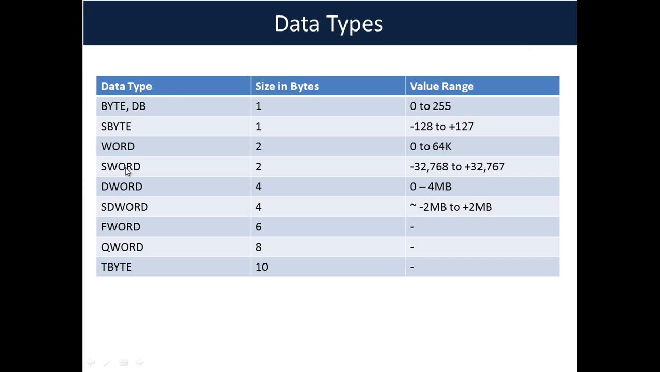So here is a list of data types, their size in bytes and their value ranges. I mentioned a couple of the range values, others I've left as an exercise to you. So we have BYTE, which is 1 byte. Then you have SBYTE, which is a signed byte, also of size 1. Then you have WORD, size 2, SWORD, DWORD, SDWORD, FWORD, QWORD, and TBYTE.